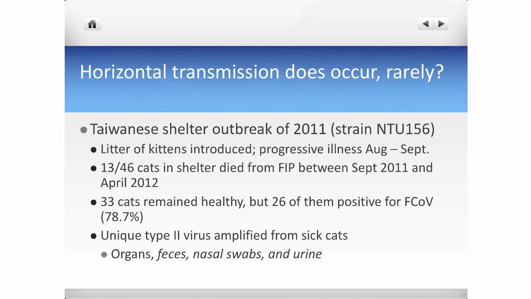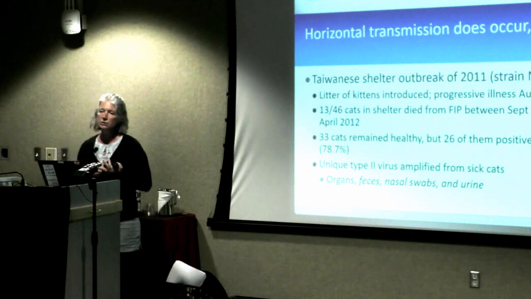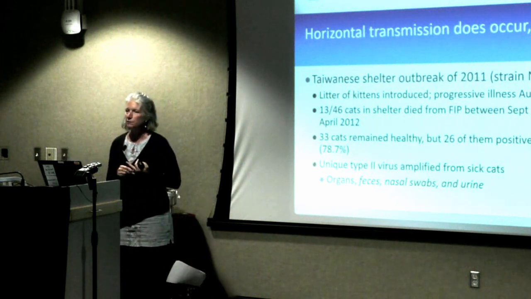13 out of 46 cats in the shelter died from FIP between September of 2011 and April of 2012. 33 of those cats remained healthy, but 26 of them were positive for FCoV, so not the mutation that they saw in the sick cats. And when they amplified the virus from the sick cats, it was a type 2 virus, and it was unique. It was the same mutation in all of those cats based on the sequencing that they could do. And so this was concerning because it was, to my knowledge, the first one that was truly captured and published, that this might have been a horizontal transmission of FIPV.